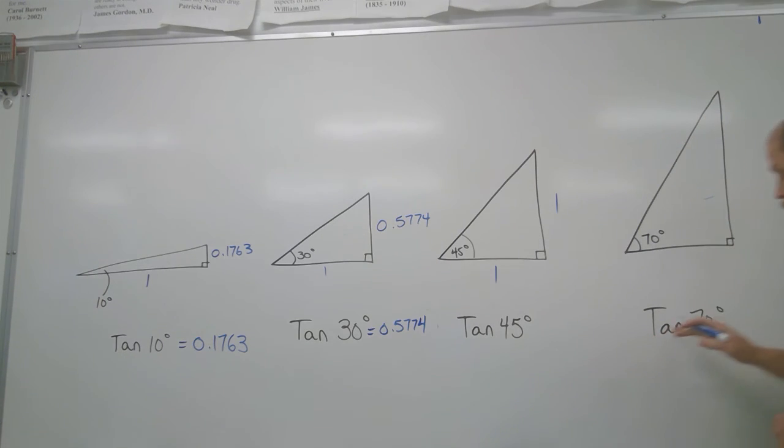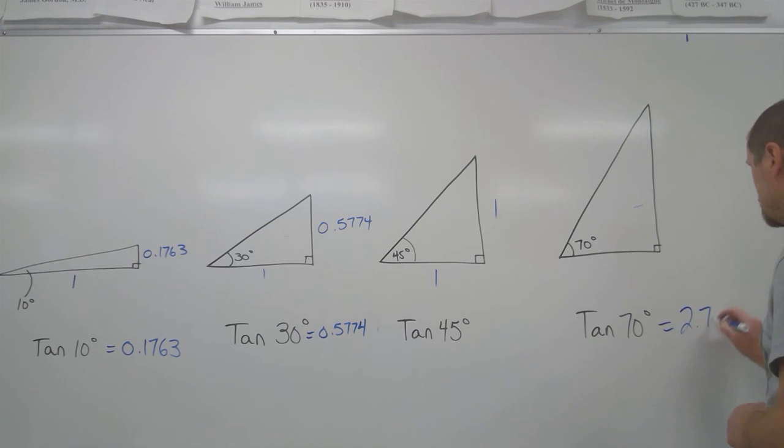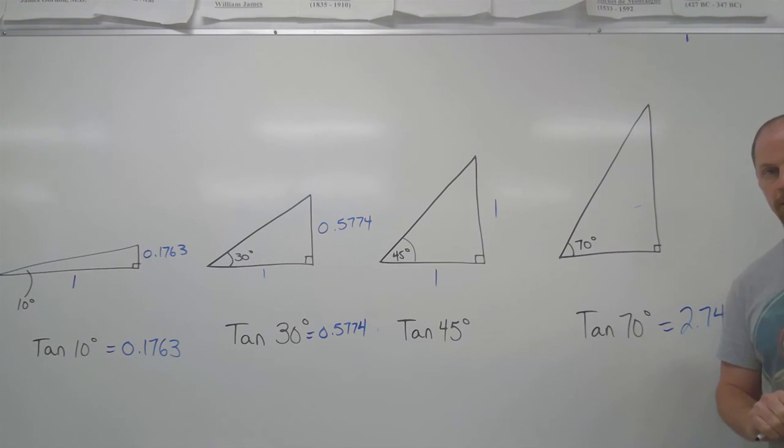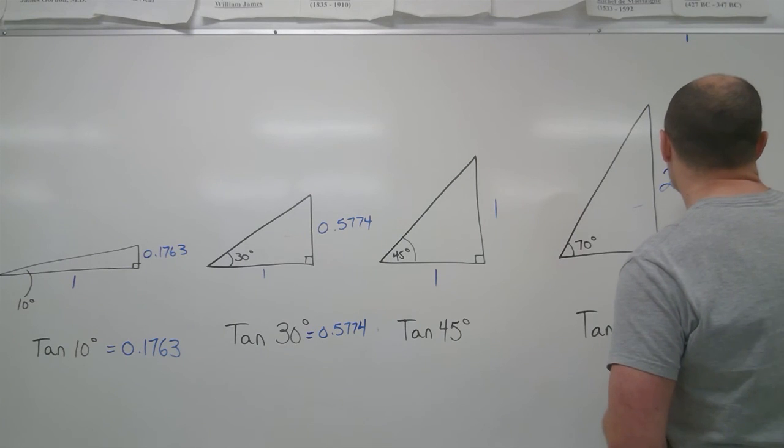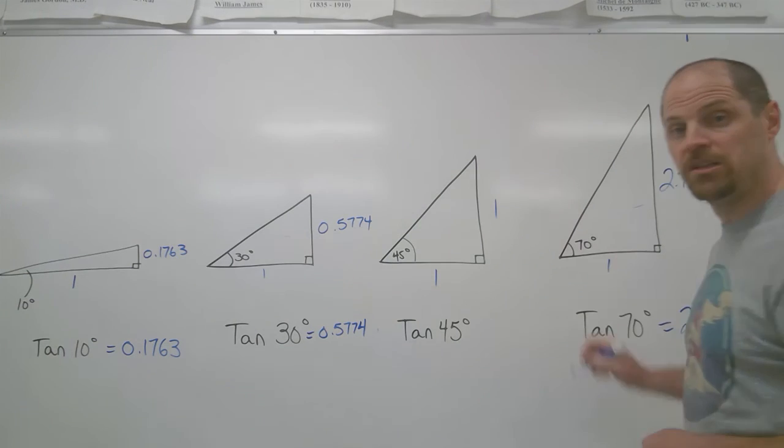And if we go up to 70, we can see it's getting much bigger. We type this in. 5th decimal is larger than 5. I'm going to round to 2.7475. Always 4 decimal places. So we can see, obviously, this is much longer. It is 2.7 times bigger. And the adjacent is always 1.